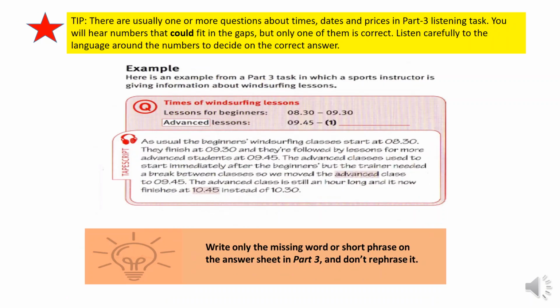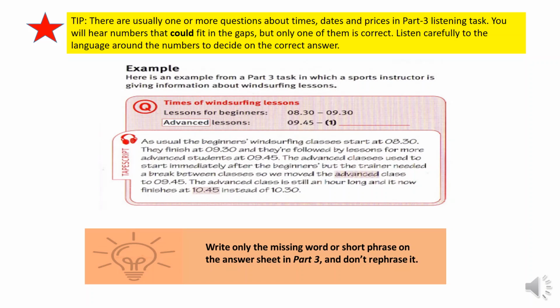Let's take in another example. But before taking this example, let's talk about another tip. There are usually one or more questions about times, dates, and prices in a part 3 listening task. You will hear different numbers that could fit in the gaps, but only one of them is correct.